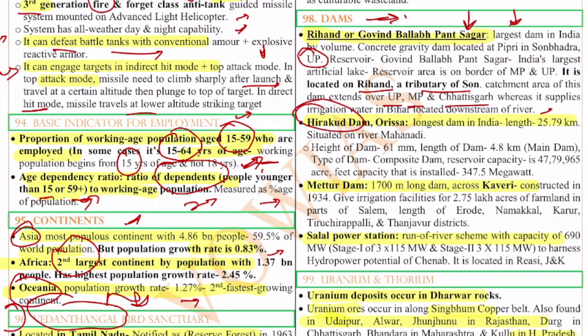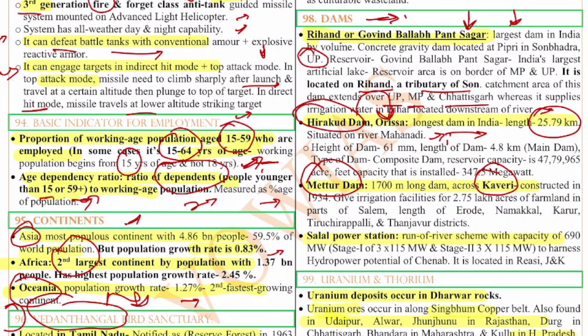Next, the Hirakud Dam. Hirakud Dam is in Odisha. It is the longest dam in India with respect to the length, 25.79 kilometers, situated over Mahanadi River. Hirakud Dam over Mahanadi River in Odisha, Rihand Dam in UP. Mettur Dam. So Mettur Dam is a 1700 meter long dam across the Kaveri River.